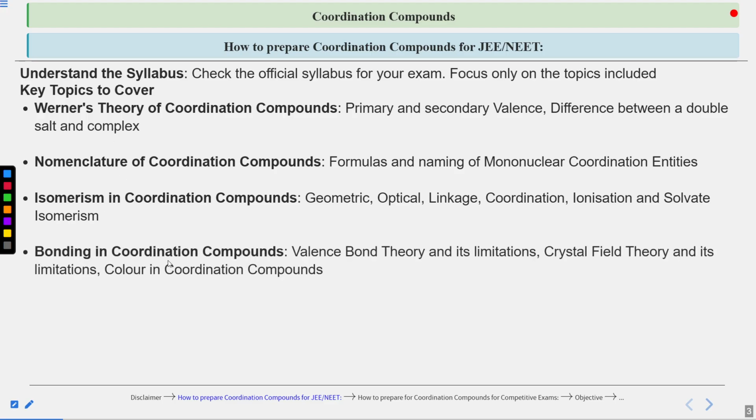Then bonding in the coordination compounds. There are different types of bonding present in the formation of complex compounds, which is governed by valence bond theory and its limitations, also the crystal field theory and its limitations, and also how you observe the color in the coordination compounds. That you are also going to study, or you can consider it a key topic to cover to study this chapter.